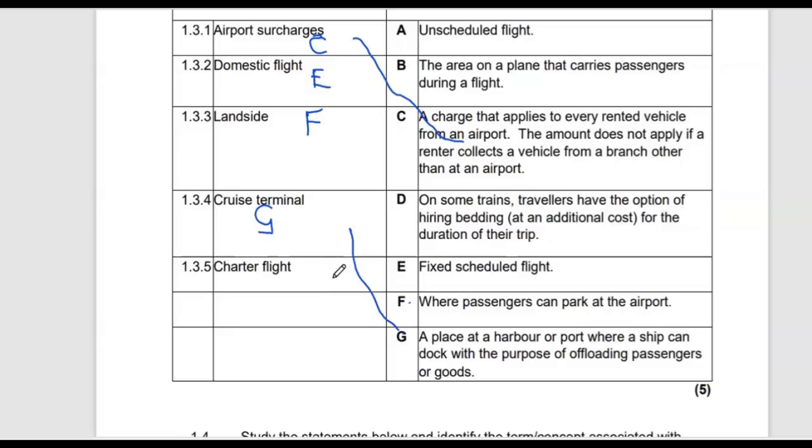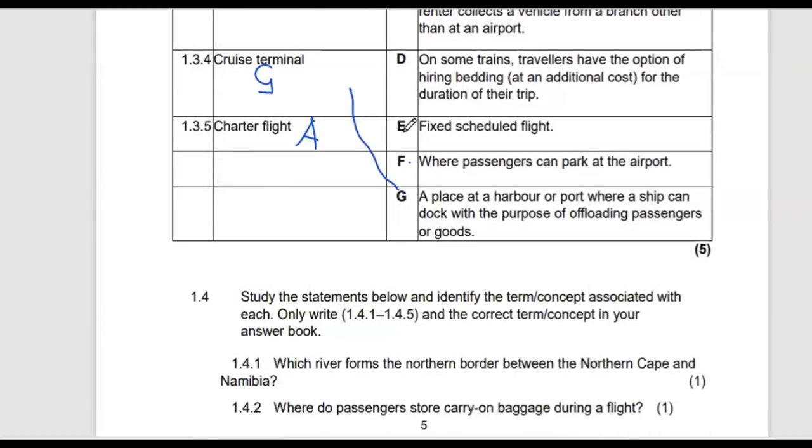Then a charter flight. A charter flight is actually an unscheduled flight. Charter flights are basically hired aeroplanes which do not operate according to a specific fixed schedule. So the correct answer would be A. Let me go through the answers again. 1.3.1, that's C. Then domestic flight, that's E. Landside, F. Then cruise terminal, G. Then charter flight will be represented by the letter A. These are the appropriate responses for that particular question.